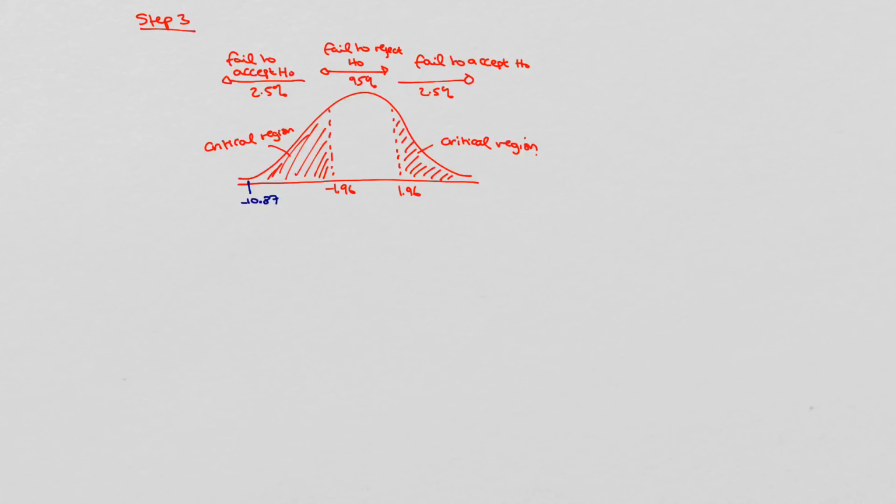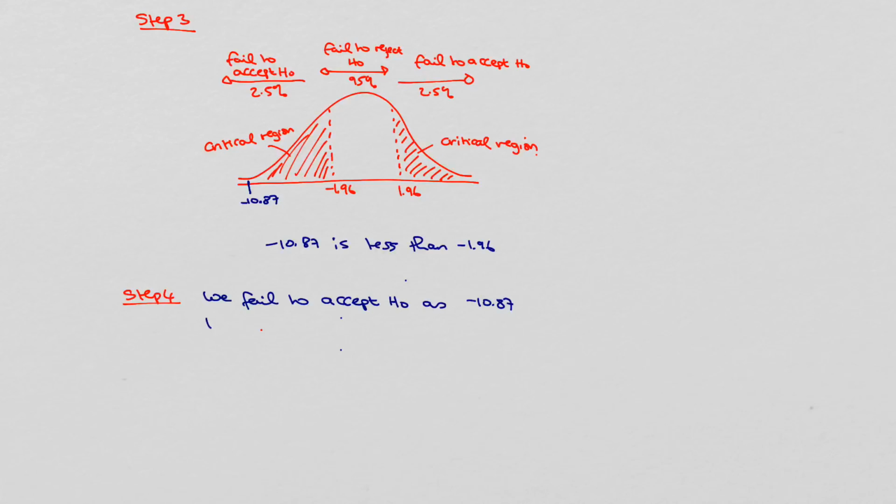So what do we say? Well, we say minus 10.87 is less than minus 1.96. So we're going to draw our conclusion. And we can say we fail to accept H0 as minus 10.87 lies in the critical region.